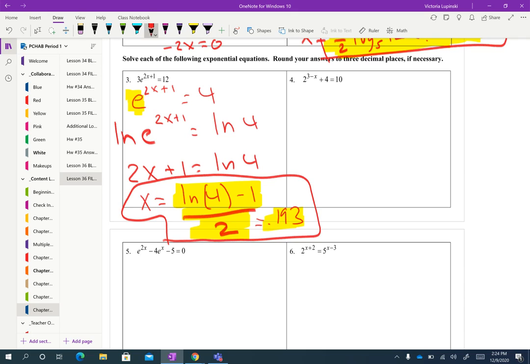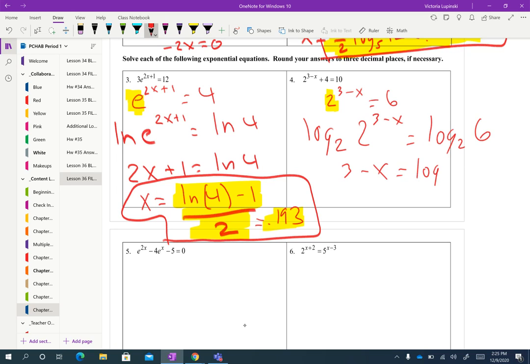In number 4, start with the algebra. So I'm going to go ahead and subtract 4, which would give me 2 to the 3 minus x would be equal to 6. Don't be fooled, 2 and 6, even though they do have common factors, they do not have common bases. So I'm going to have to log both sides because of the fact that the 2 is what is connected to the exponent is how I know that I'm going to take log base 2 of both sides. On the left-hand side, log base 2 of 2 to the something, they just cancel to be whatever the something is, which in this case is 3 minus x, and that is going to be equal to log base 2 of 6.